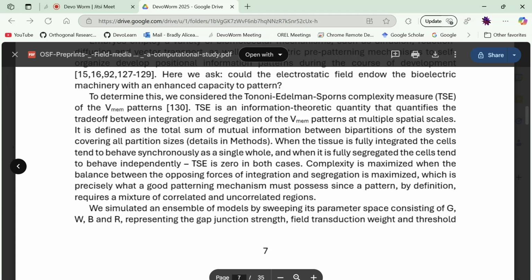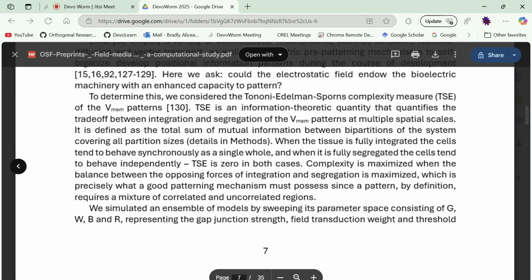When the tissue is fully integrated, the cells tend to behave synchronously as a single whole, and when it is fully segregated, the cells tend to behave independently. So if the tissue is fully integrated and the cells behave synchronously, or the tissue is fully segregated and the cells behave independently, TSE is 0. So when we have basically total homogeneity or total dissociation of the cells, TSE is 0. When we have this sort of heterogeneity of a tissue, then the TSE is non-zero. And that's what we're interested in. We're interested in maximizing that complexity measure in whatever way that it happens.